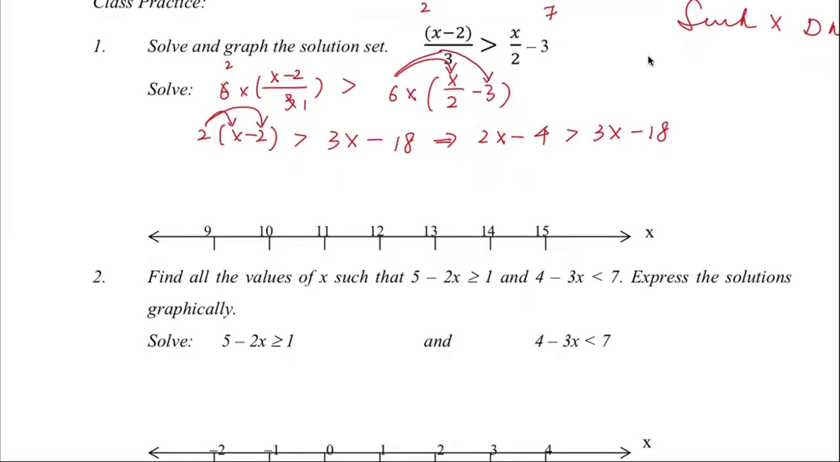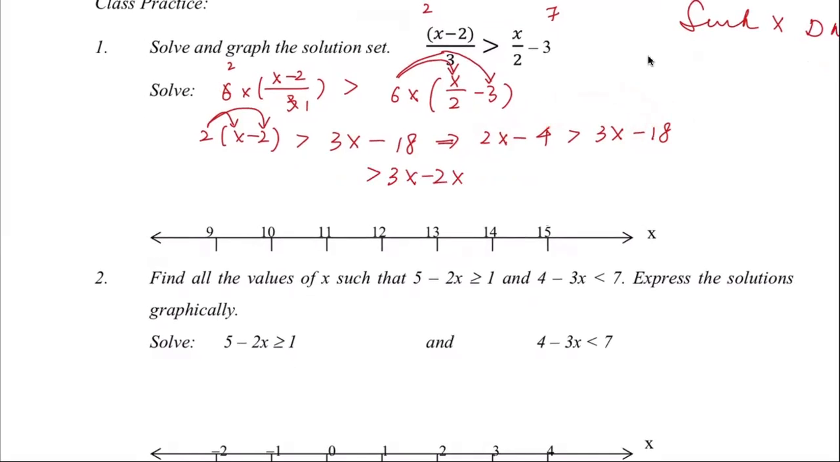So on the right hand side, it will be 3x minus 2x, right? And the sign doesn't change. And then now we move minus 18 to the left side. So we need to move the whole thing. Okay, minus 18 to the left side, which will be positive 18, right? So minus 4 plus 18.